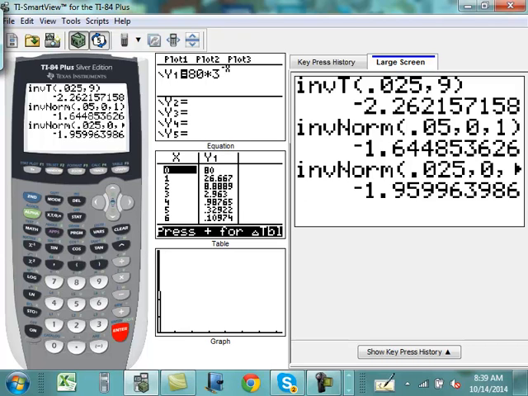Or how to find the area under the curve of the chi-square, C-H-I dash S-Q-U-A-R-E, using the TI-84, for example. Or how to find critical values with the t distribution with the TI-84 calculator. That sort of thing. And there's lots of videos and step-by-step instructions that many people have posted through the years. And you'll have a lot of resources on the internet.